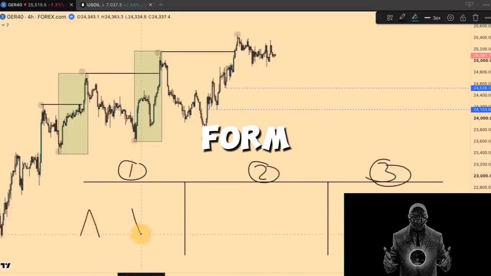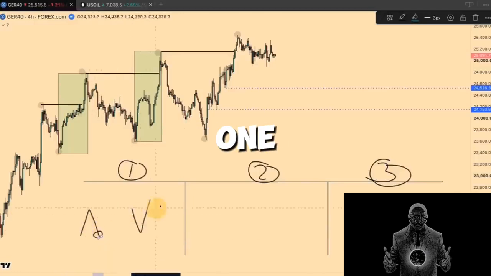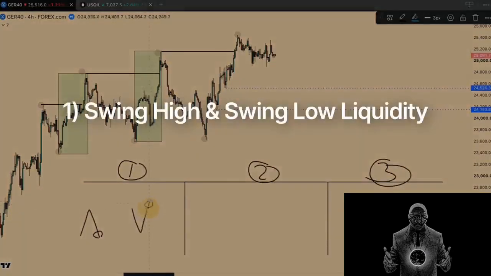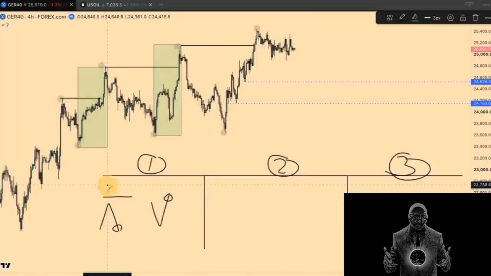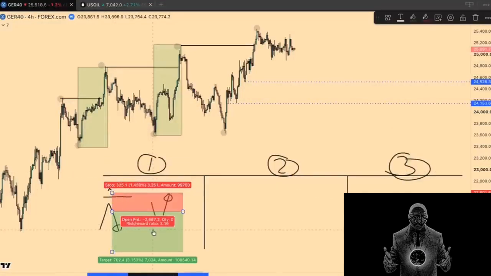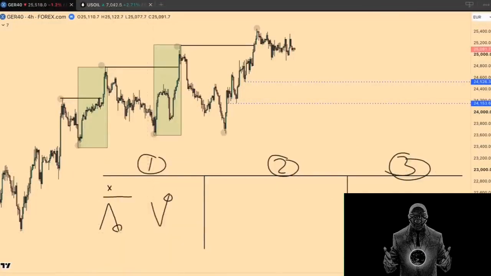Now, the first form of liquidity is the most easy one to identify, and that is swing high and swing low liquidity. What we believe is that above a swing point, for example a swing high, is where stop losses are going to be placed from traders who are going short. So ultimately, what we're going to be looking for is a sweep of the overall high, a takeout of that overall high before the actual continuation in towards the downside.